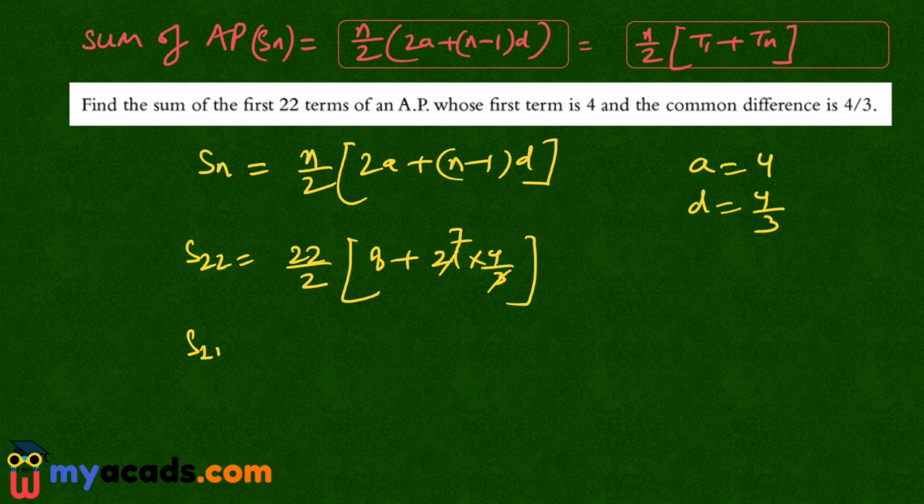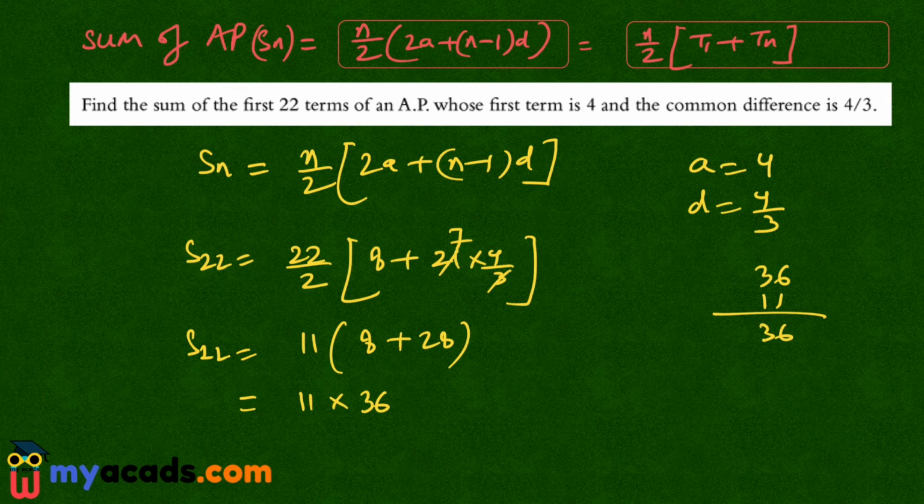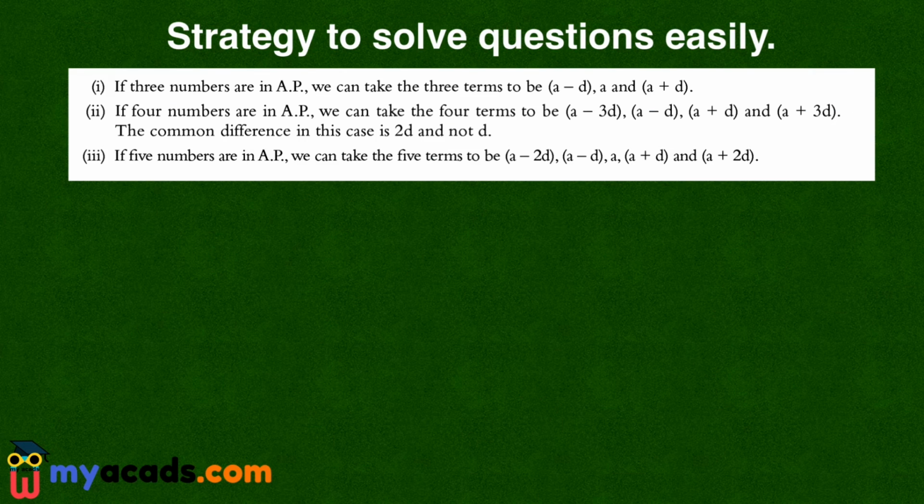This becomes S22 equals 11 into (8 plus 28). This becomes 11 into 36. 36 multiplied by 11 is 396. So the sum of the first 22 terms of an AP is 396. Let's see some strategies to solve questions easily.